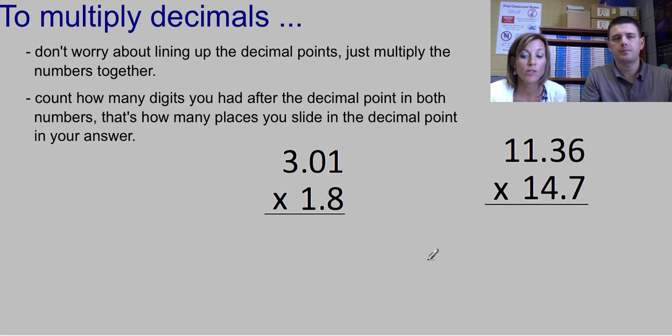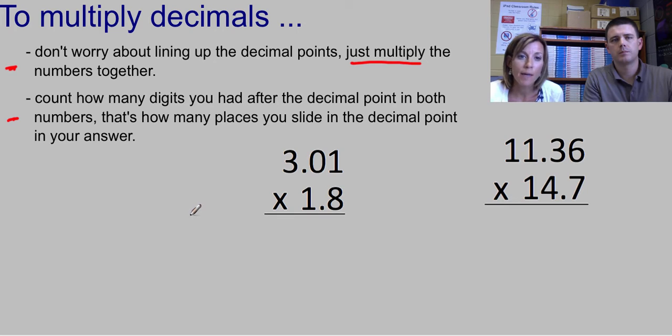So if you'd like to pause the video, you're going to write down these 2 key steps. Remember to get these in our notes. Our first step, we are not going to worry about lining up the decimal points like we did in addition and subtraction. We're just multiplying the numbers as if they didn't have the decimal in them.